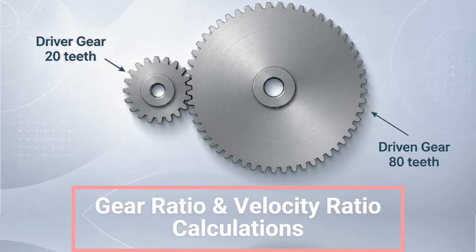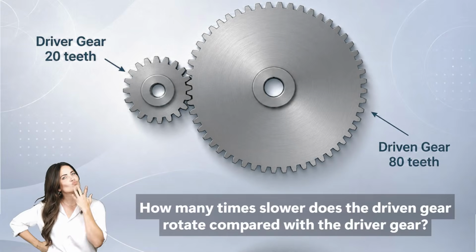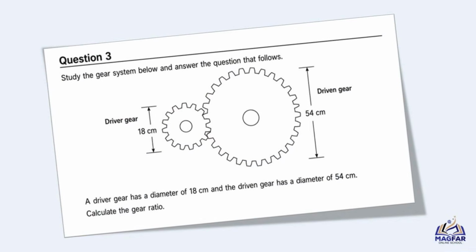Suppose this small driver gear has 20 teeth, and the driven gear has 80 teeth. From the previous lesson, you already know the larger gear rotates more slowly. But here is the examination question. Exactly how much more slowly? Does the driver rotate twice, 3 times, or 4 times for the driven gear to complete one rotation? And if the question gives you gear diameters instead of teeth, can you still work it out?